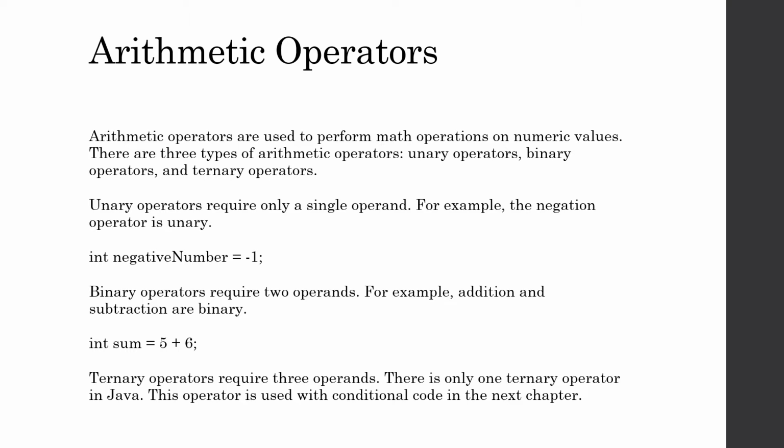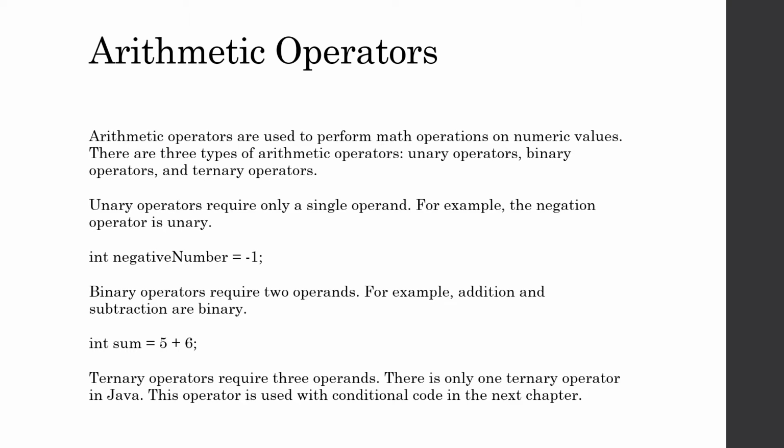With binary operators, these are going to require 2 operands. So this would include things like addition and subtraction. Those are going to be binary operations. So you'll see like an int sum. So you can see the addition symbol, so that's your operator. And then you can see the numbers 5 and 6. So there's 2 operands you need to use with addition, indicating that that's a binary operation.